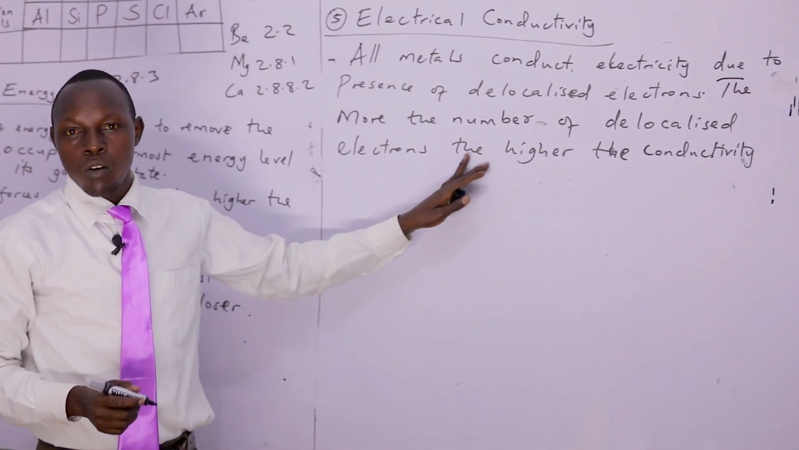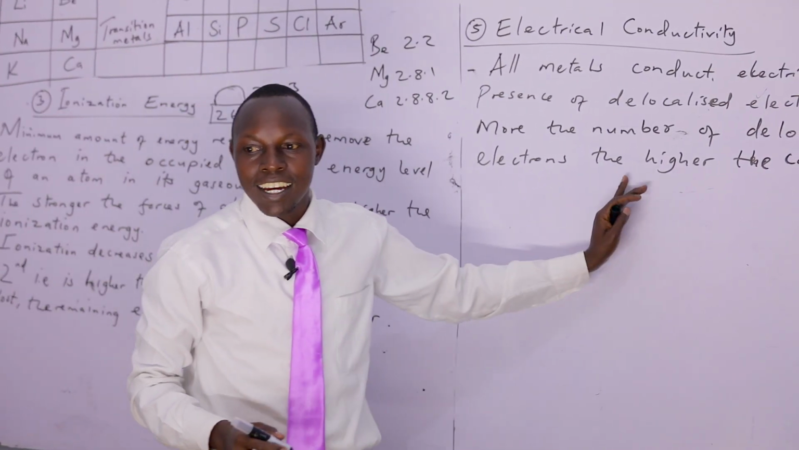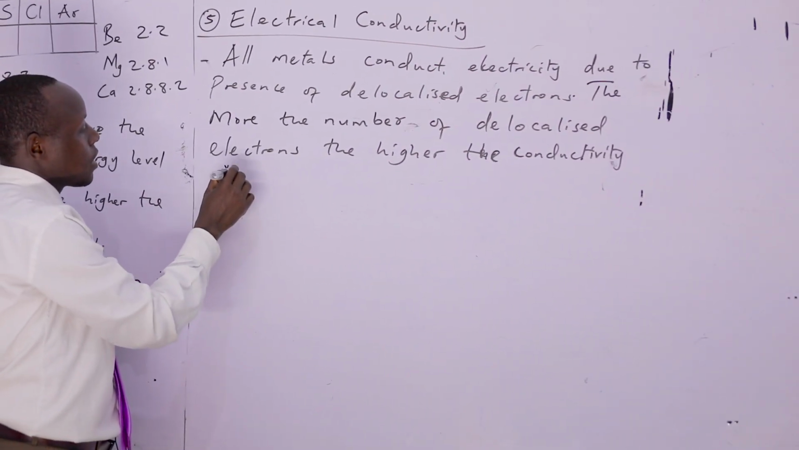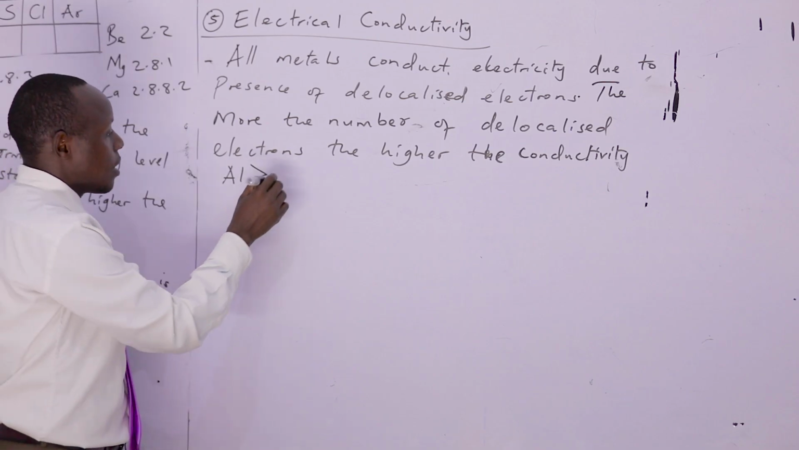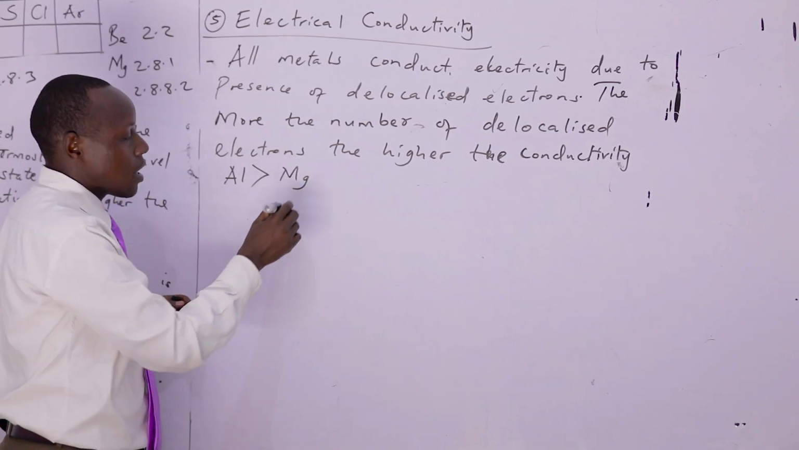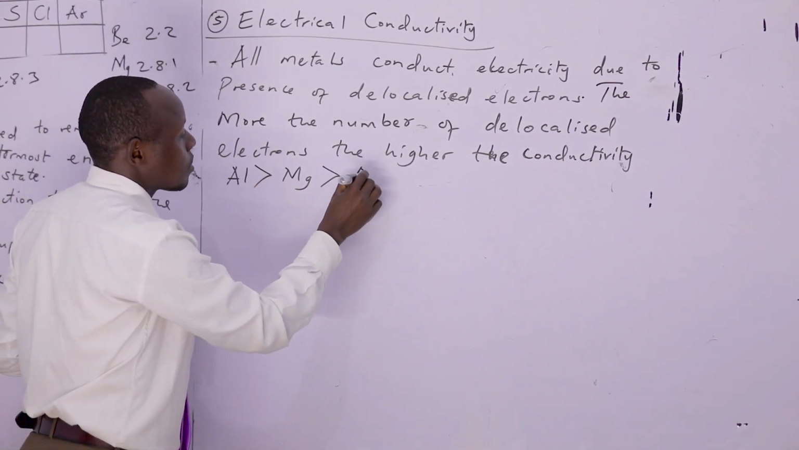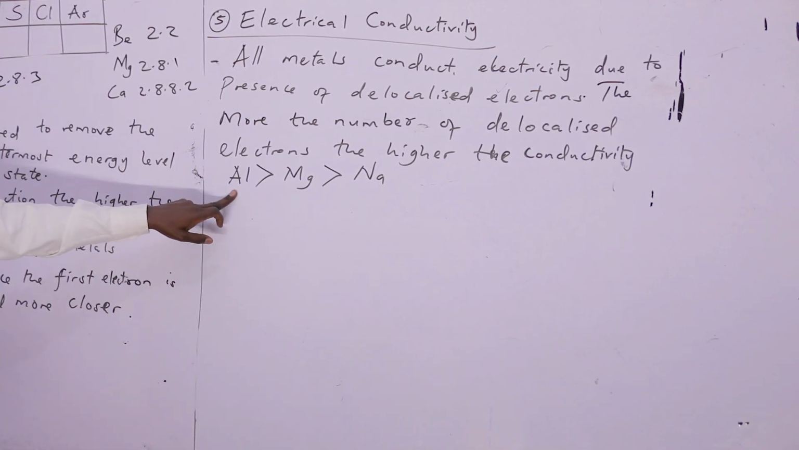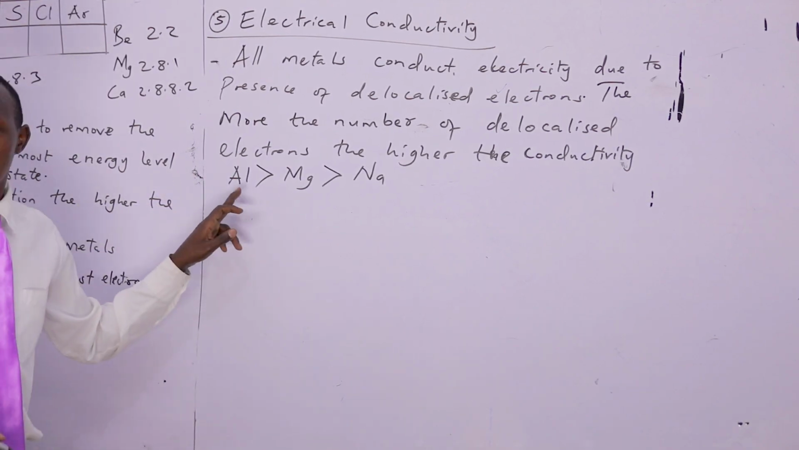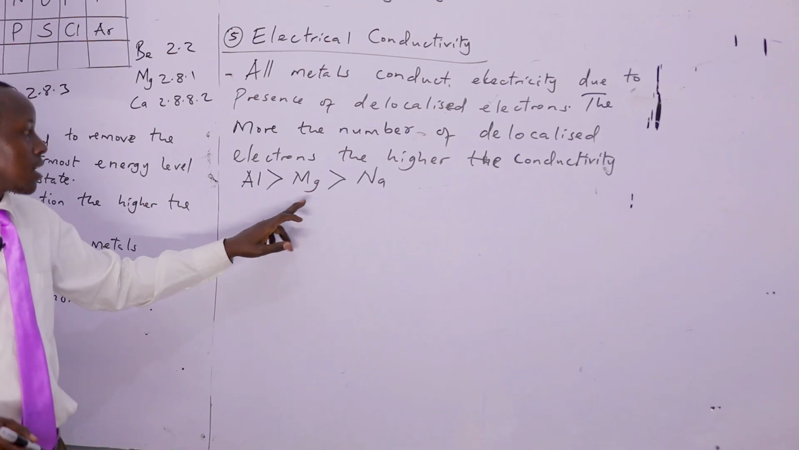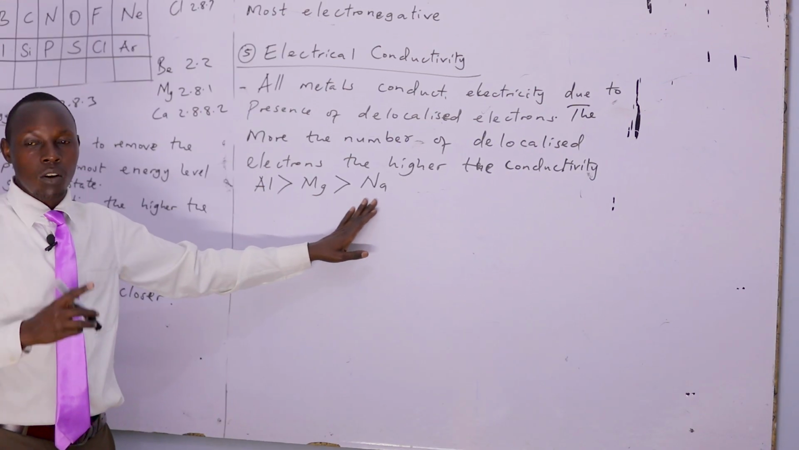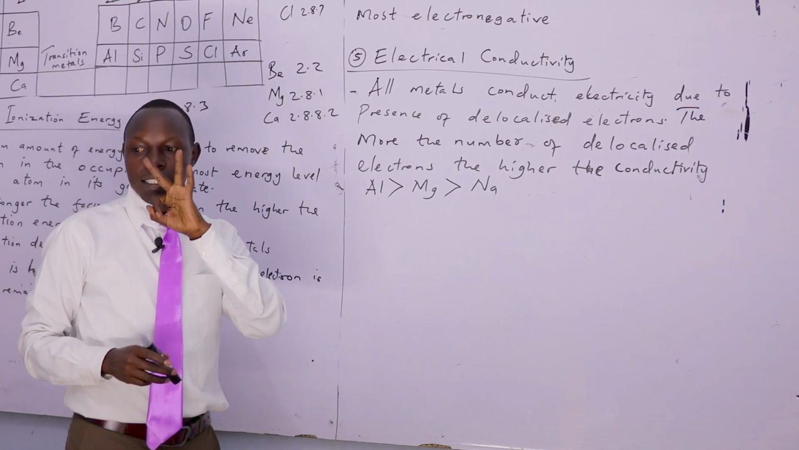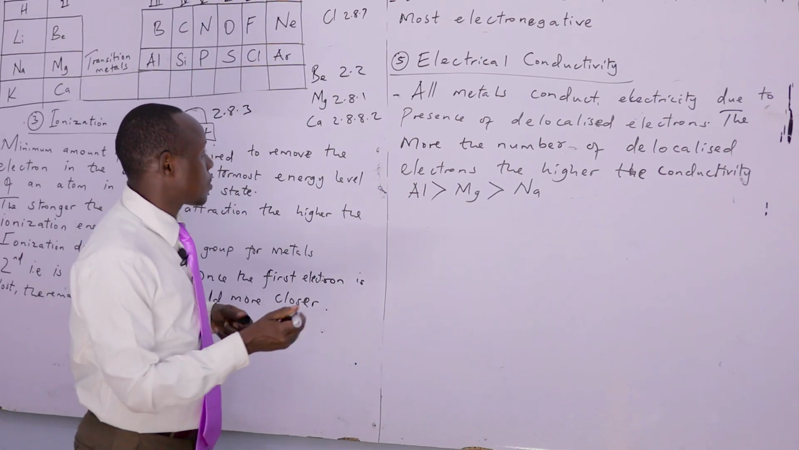The more the number of delocalized electrons, the higher the conductivity, which means that aluminium is a better conductor compared to magnesium, and better compared to sodium. Aluminium has 3 delocalized electrons, magnesium has 2, sodium has 1. So aluminium is a better conductor because it has 3 delocalized electrons.